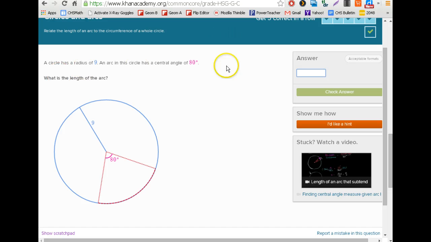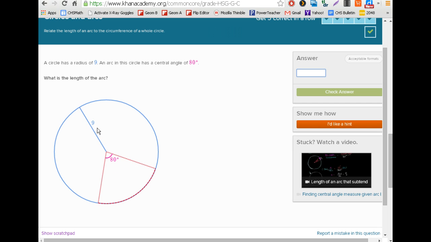Alright, so now we have another one. A circle has a radius of 9. We know the radius is 9. The arc in the circle has a central angle of 80. What is the length of the arc? Well, it's 80 out of 360 times the circumference.